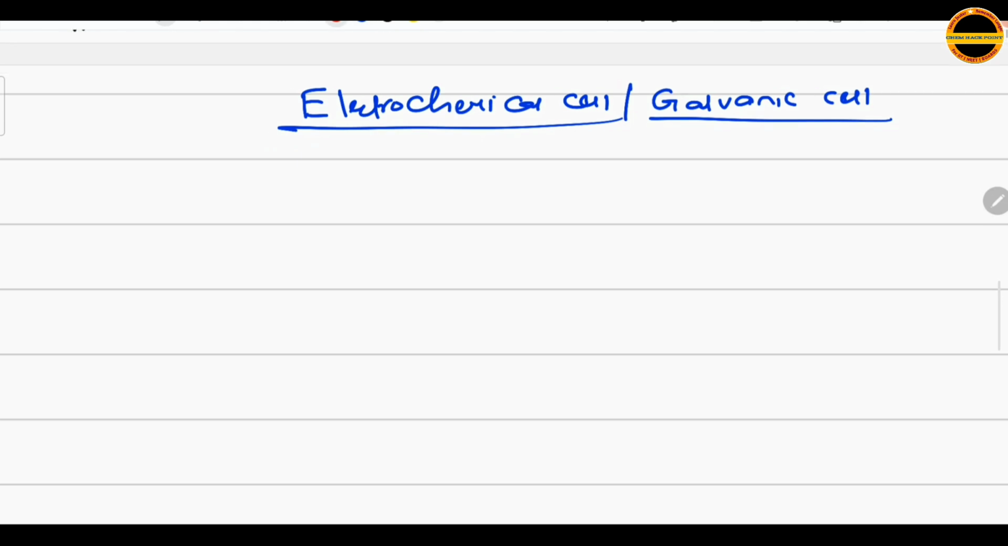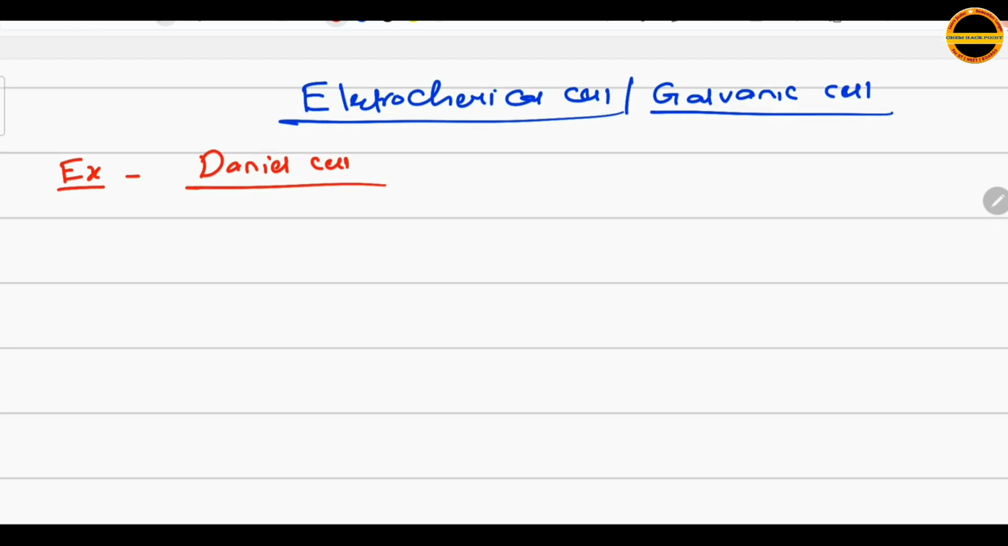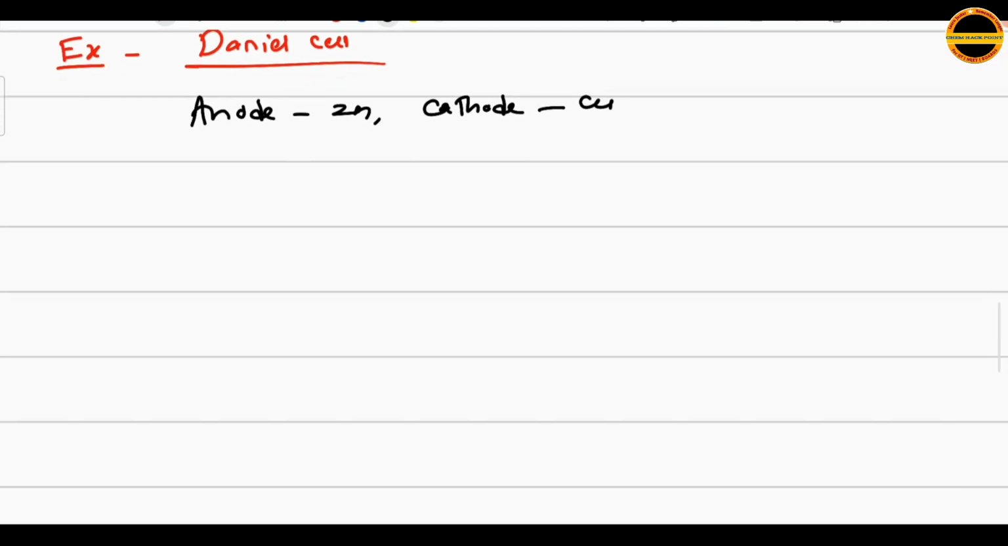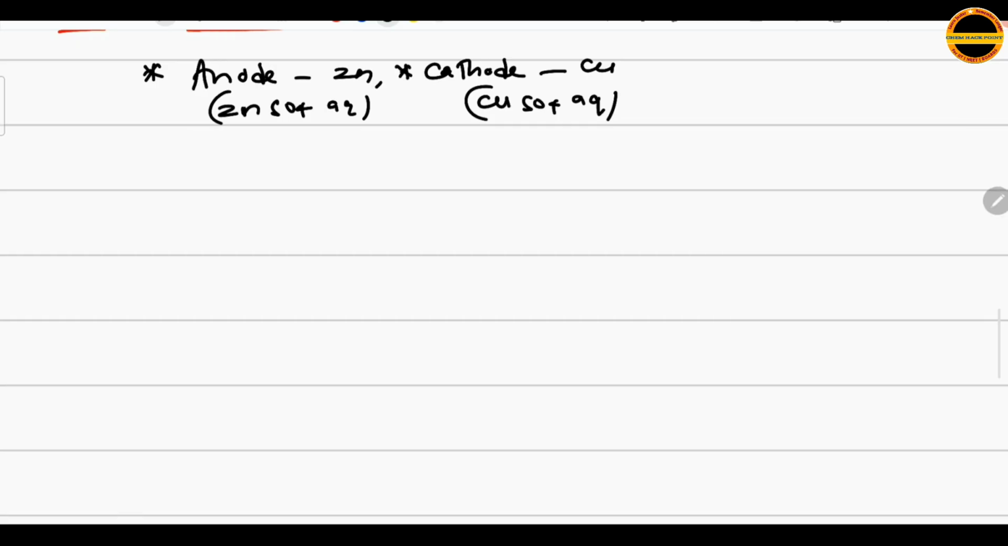Here I am taking one example for electrochemical cell. The example I am taking is the Daniell cell. So in the Daniell cell, do you remember, anode is zinc, cathode is copper. And then there is electrolyte for each anode half cell as well as cathode half cell. So overall here anode is zinc, cathode is copper, and solution is also present along with it. In anode you will get zinc sulfate aqueous solution as electrolyte. In cathode, copper sulfate aqueous solution is present.